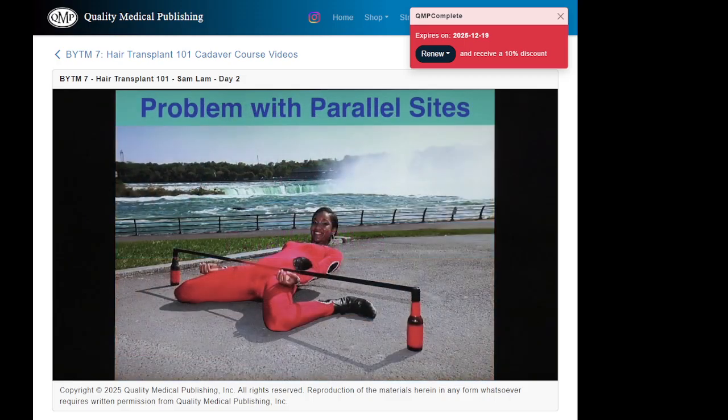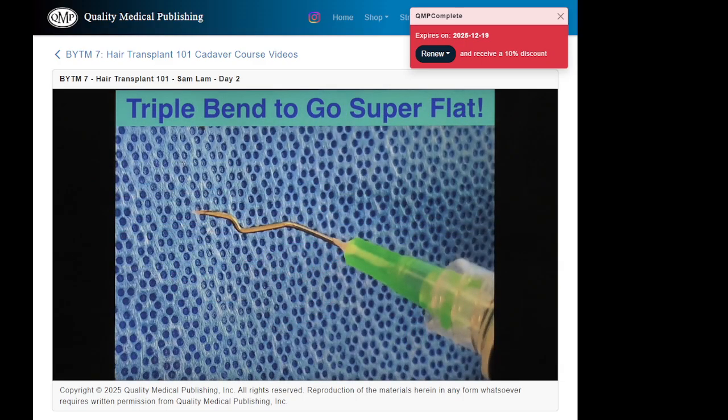But what's the problem with parallel sites? They're hard to go low. Okay, get ready for the most confusing thing you're going to hear. It's in the textbook. You're not going to understand it. I shot a video to try to explain it, but you still won't quite understand it. So I don't use solid cores. They don't go flat enough. I use hypodermics that bend.